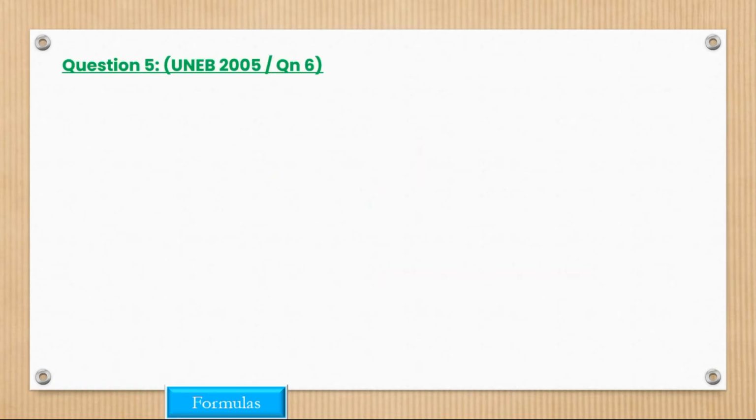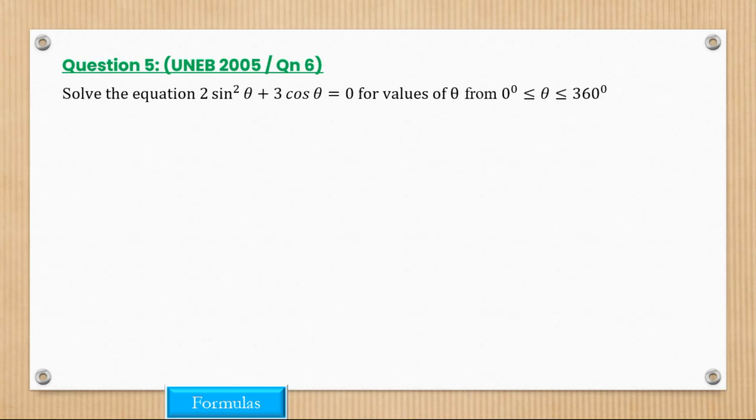And then we now have a UNEB question as our number 5. In UNEB 2005, number 6, we were asked to solve the equation 2 sine squared theta plus 3 cos theta is equal to 0 for values of theta from 0 to 360 degrees. So the solution is this. What happens is we have this equation right here.